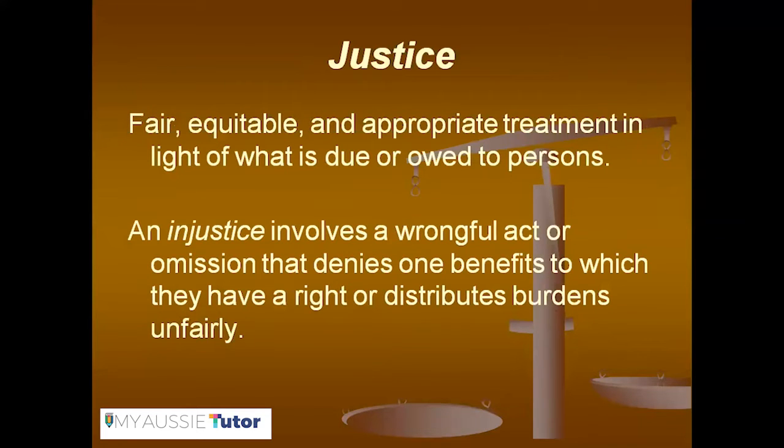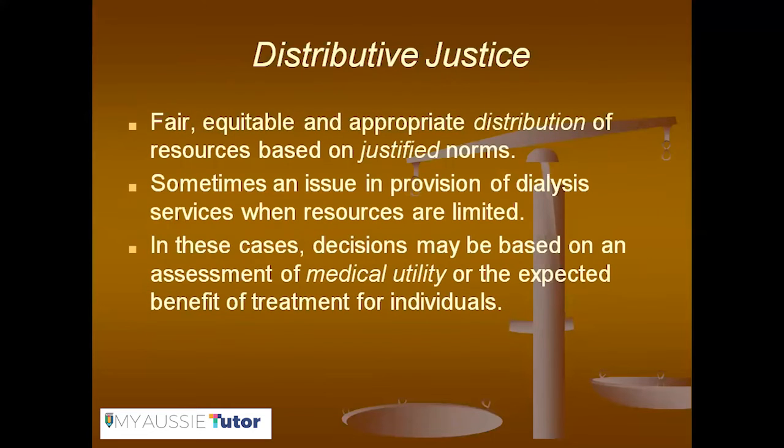So justice is fair, equitable, appropriate treatment provided irrespective of where they come from or what they do. And they have a right. Any wrongful act or omission that denies one benefits to which they might have a right distributes the burden unfairly and makes the distribution inequitable and unfair. Distributive justice is basically where there is fair, equitable and appropriate distribution of resources based on justified norms.